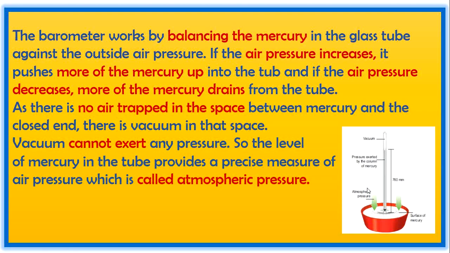If there is no air, what happens? If there is no air, the space between the mercury and the closed end is a vacuum. Now this vacuum cannot produce any pressure. So the level of mercury in the tube provides a precise measure of air pressure, which is called atmospheric pressure.